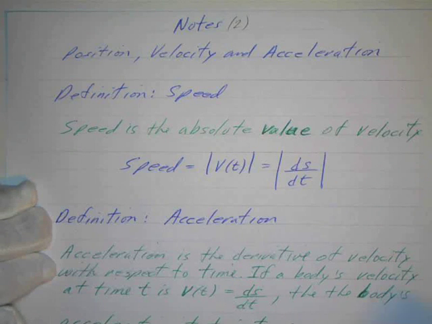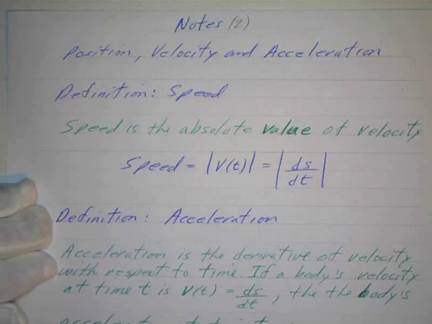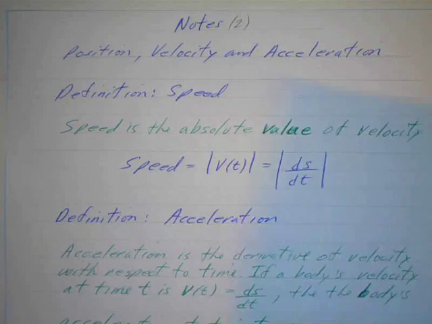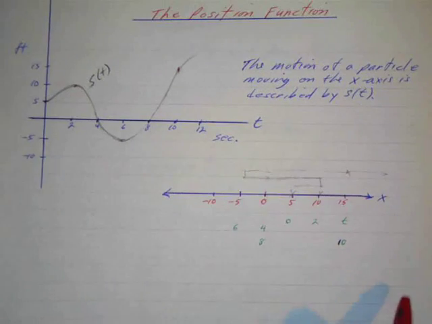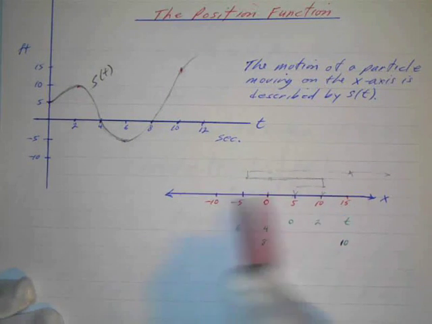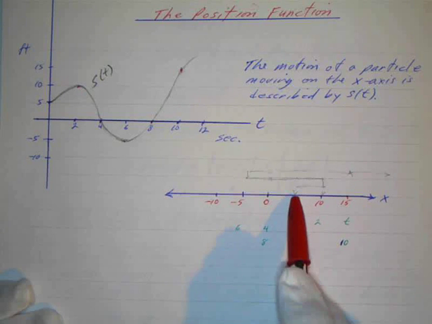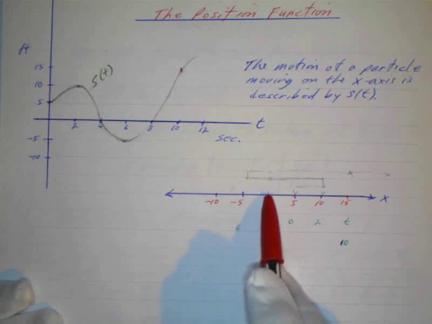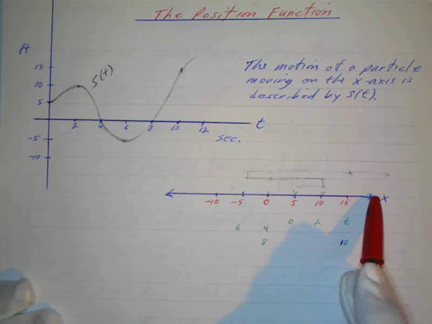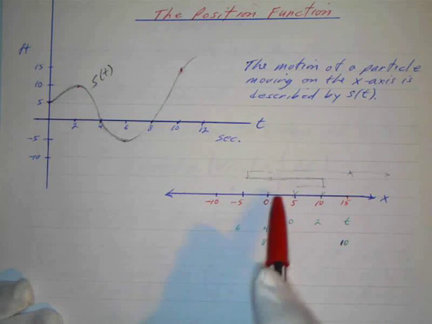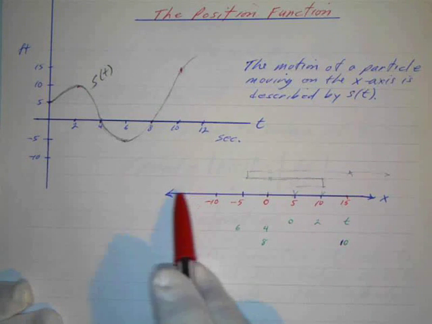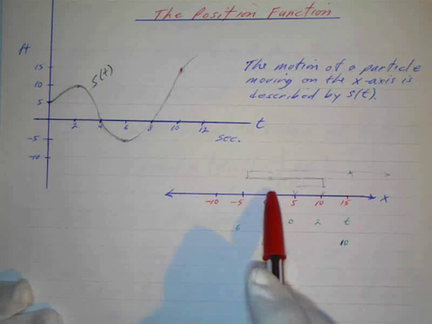So either way, if I'm moving away from a point, let me go back and look at our little position here. So if we look at this, our object is moving here. If it's moving away from zero, the velocity is positive. Or if it's moving to the right, the velocity is positive. If it's moving to the left, the velocity is negative. But either way, the speed is how fast you're moving away from a point.